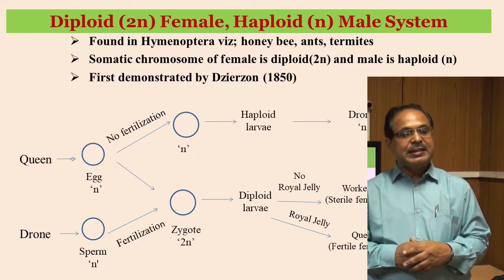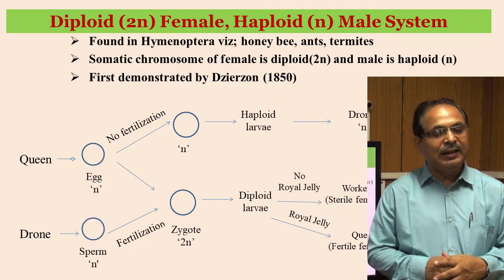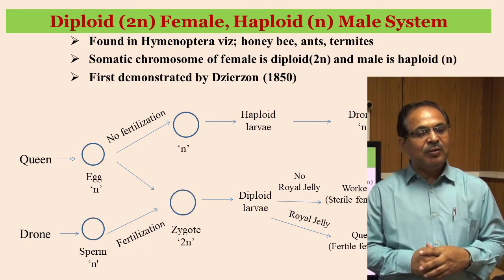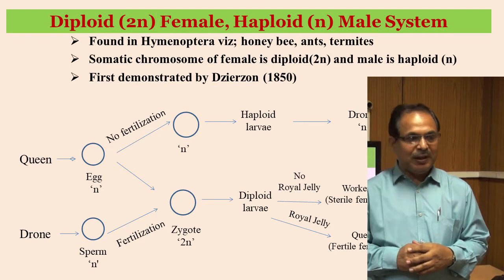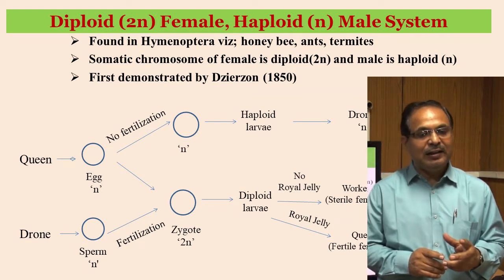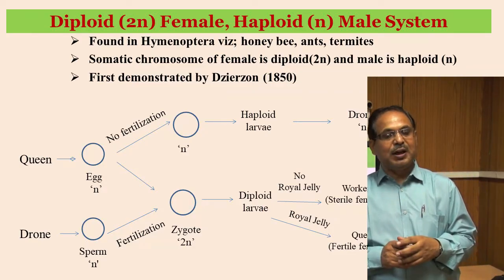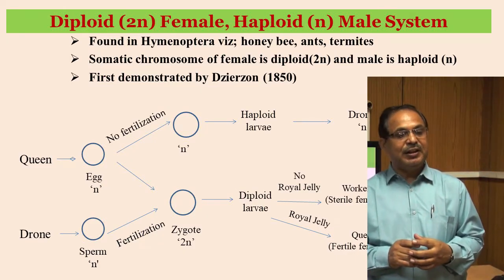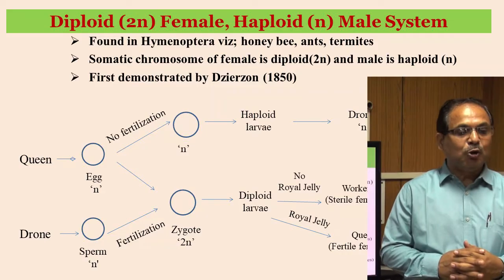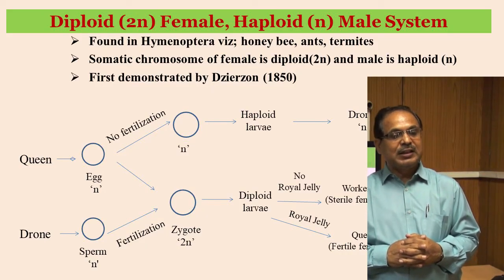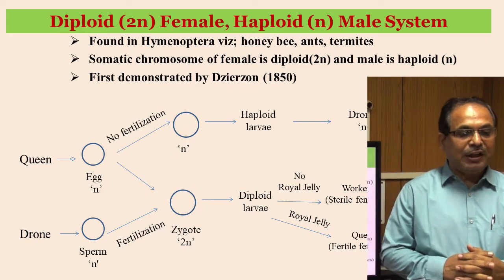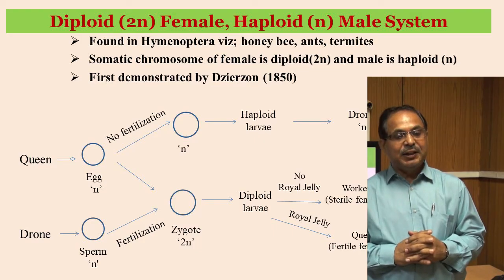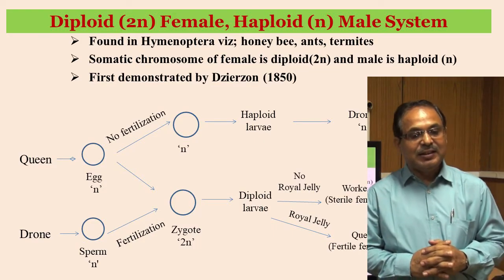Another system of sex determination is based on ploidy levels. When individuals have a diploid level of ploidy, they produce females, whereas if haploid, they produce males. This system is generally observed in the order Hymenoptera. Examples of these Hymenoptera insects are honeybees, ants, and termites. Here the somatic chromosome set of the female is diploid and that of the male is haploid.